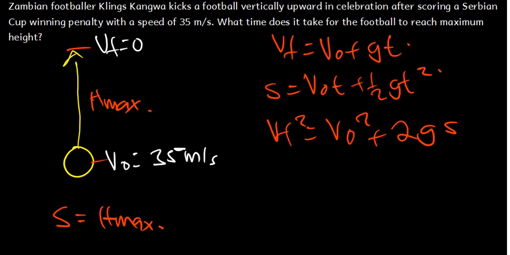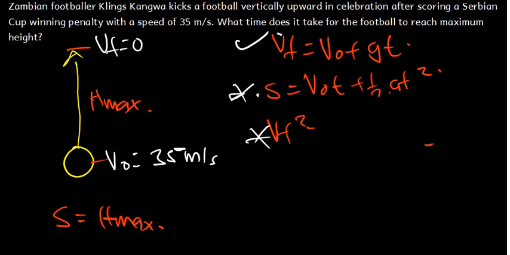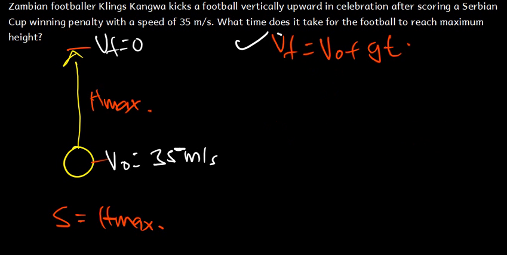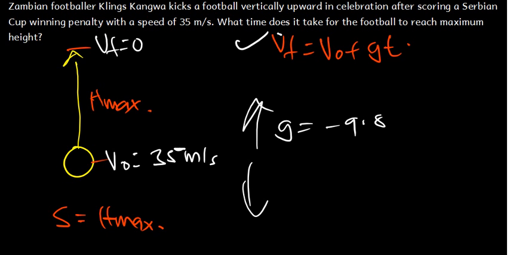Now we want to find the time. We can't use the third formula because we don't have time in this formula. At the same time, we don't have the displacement, the maximum height, so we can't use the second one either. The only formula which we can use is the first one, because we have everything. Now whenever we're talking about free fall motion, when an object is going up, the value of g is negative 9.8. When an object is coming down toward the gravity, the value of g is positive 9.8 meters per second squared. Since this ball was going up, the value of g is going to be negative.